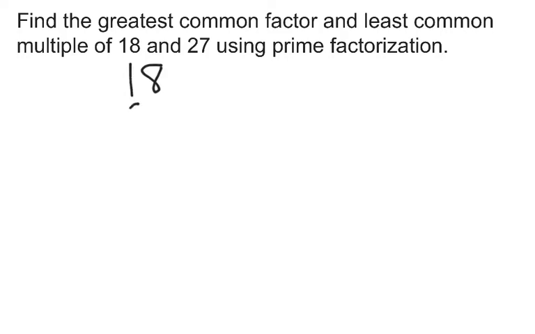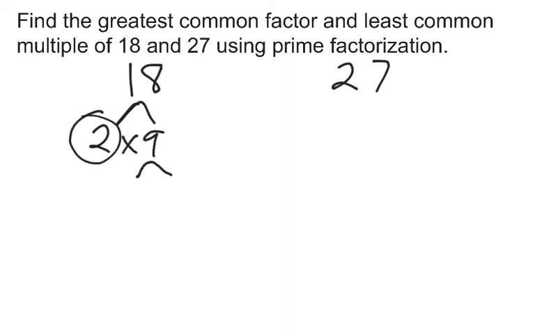So we have 18, 27, and again, you might think these are easy numbers to work with, but I really want you to practice the factor trees. So we have 2 times 9 can give us 18. 2 is prime. Let me do that in yellow. And 3 times 3 can give us 9. So now I have my prime factorization of 18.